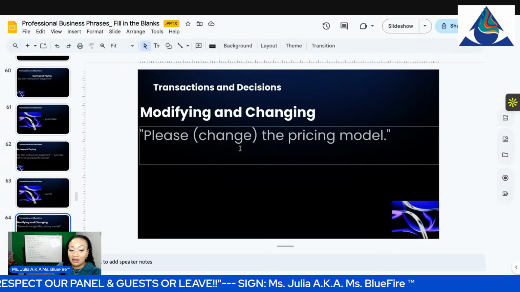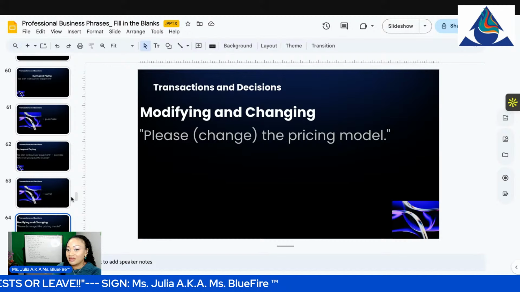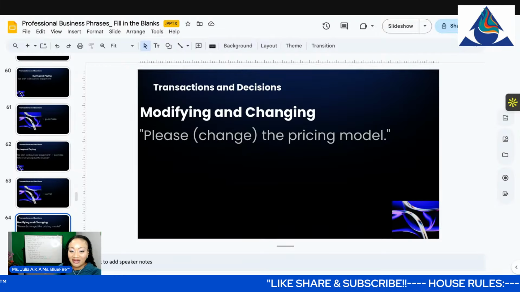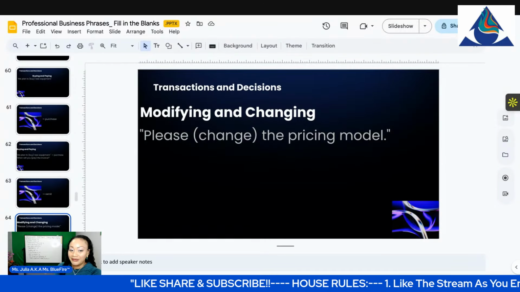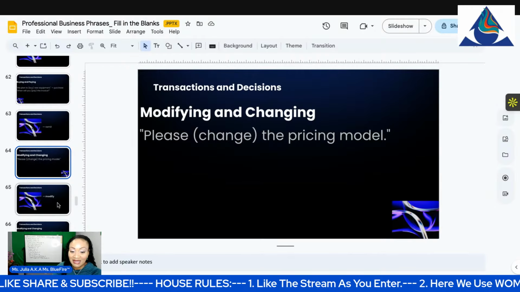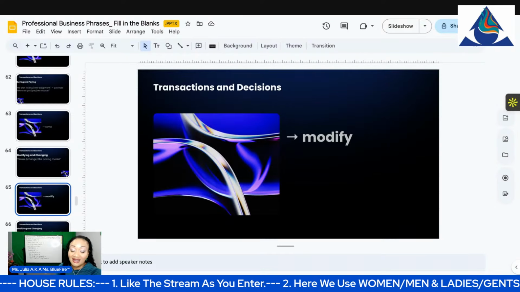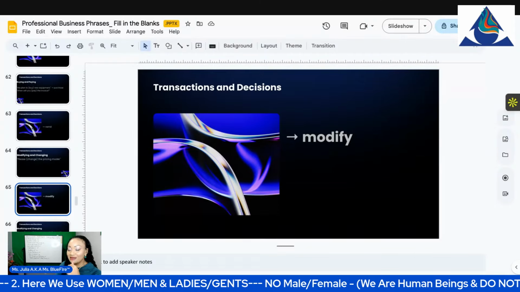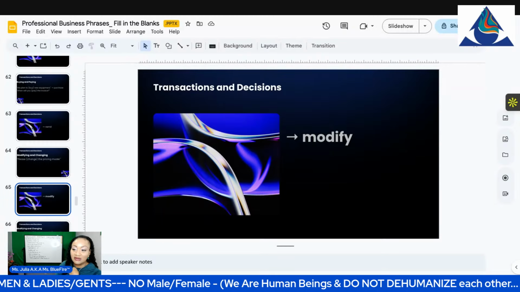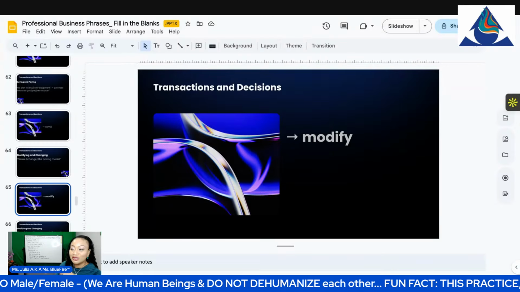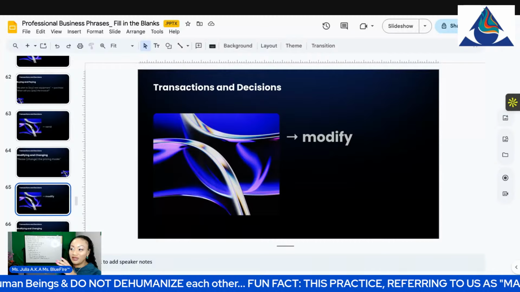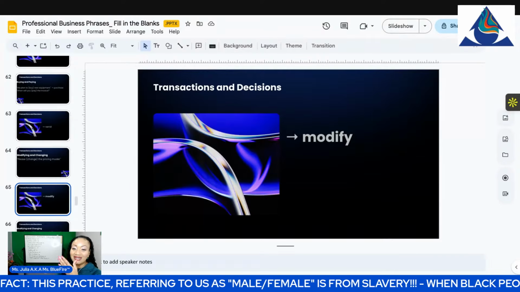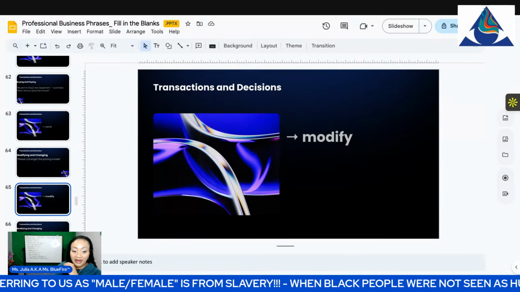Again, please change the pricing model. Instead of saying change, because it's so broad and it sounds so aggressive, nobody likes that. They might take it wrong, especially if they have a bad day. Modify. Will you modify? If you modify something, you're changing it, but what you're basically saying is not everything is to be thrown out. There are modifications that are needed. When you say change, it can make someone feel as if the work they did previously should be discarded, like change the whole thing. So you say modify.